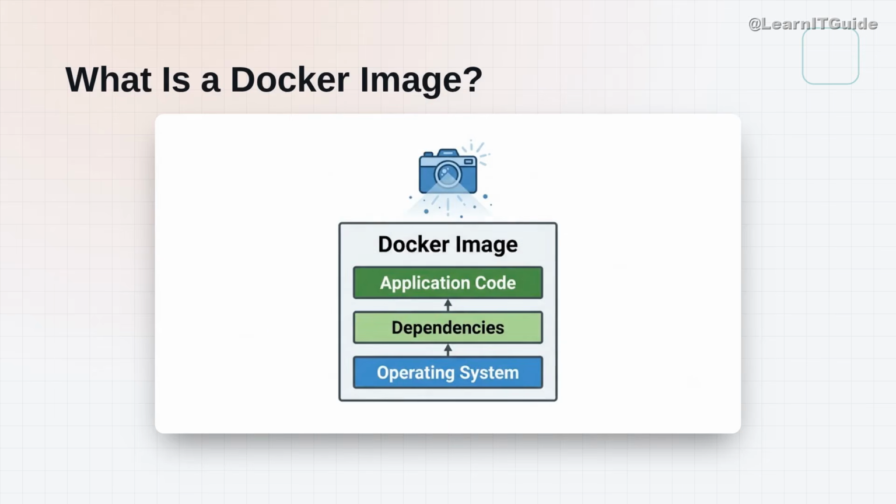So, what is a Docker image really? Think of a Docker image like a photograph of a fully configured system. It is a read-only, immutable file that contains the operating system, dependencies, and code. Once built, it never changes. If you need to update a library, you build a brand new image. It is the static baseline for your entire deployment pipeline.